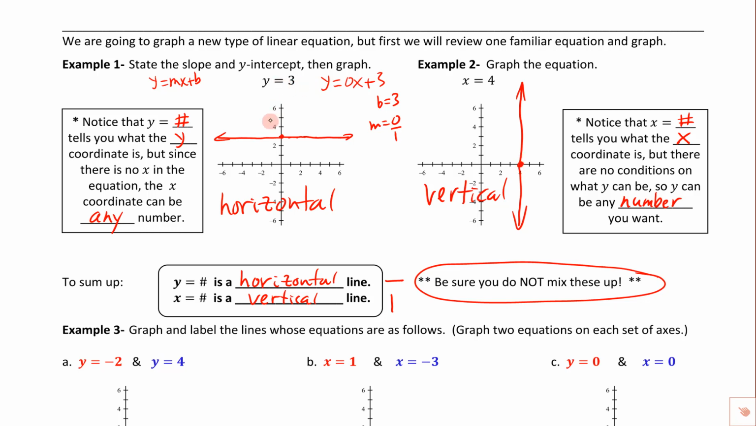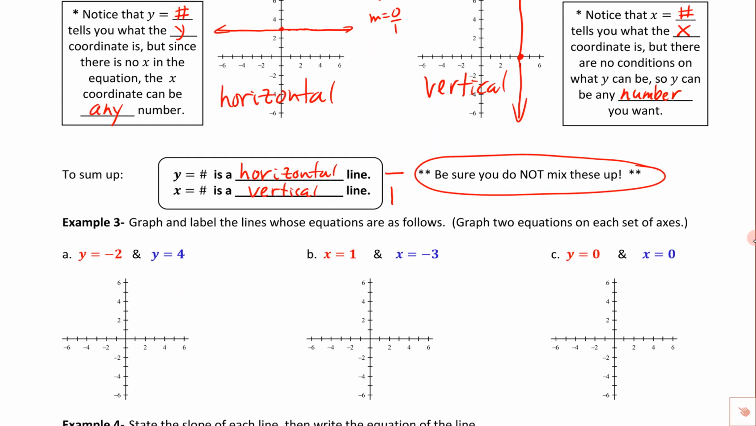This one tells you where we cross the y-axis, and that's one way that people use to keep this straight. Whenever they say y equals a number, they think, okay, that tells me I've got to cross the y-axis, so it's got to be a horizontal line. Whenever they see x equals a number, it's got to cross the x-axis, so that's got to be a vertical line. So please make sure you keep those straight and don't mix them up.